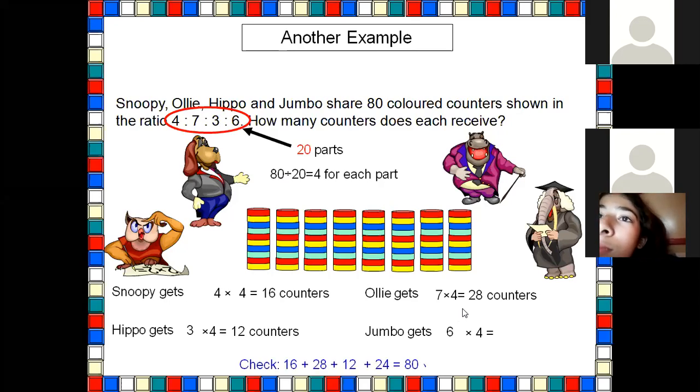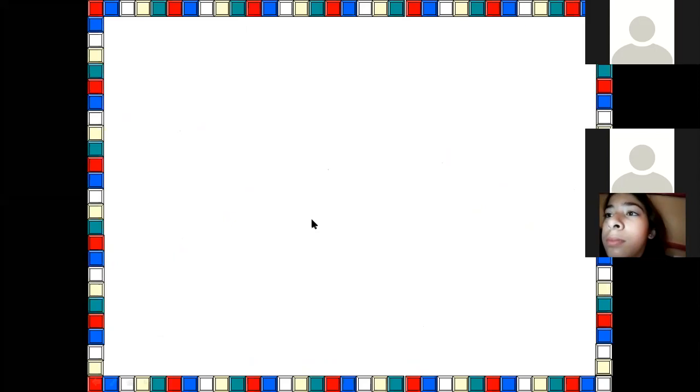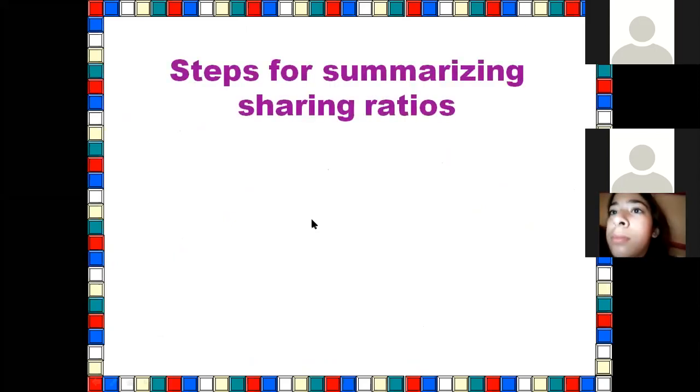We're done, but how can you make sure that your answer is correct? You just need to add the total number of counters for everyone. So 16 plus 28 plus 12 plus 24, we have to get 80 because we shared 80 counters from the beginning.